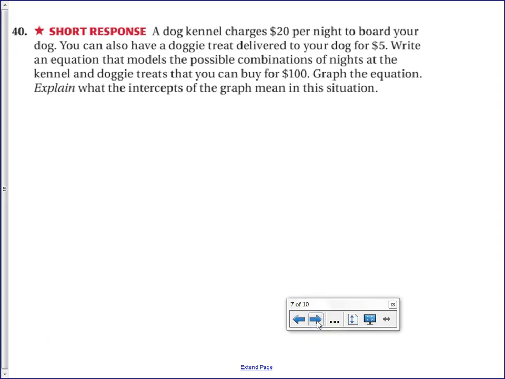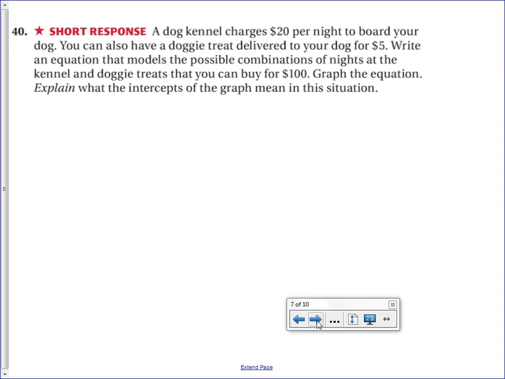Let's take a look at a word problem. A dog kennel charges $20 per night to board your dog. You can also have a doggy treat delivered to your dog for $5. Write an equation that models the possible combinations of nights at the kennel and doggy treats that you can buy for $100. Graph the situation. Explain what the intercepts of the graph mean in this situation.